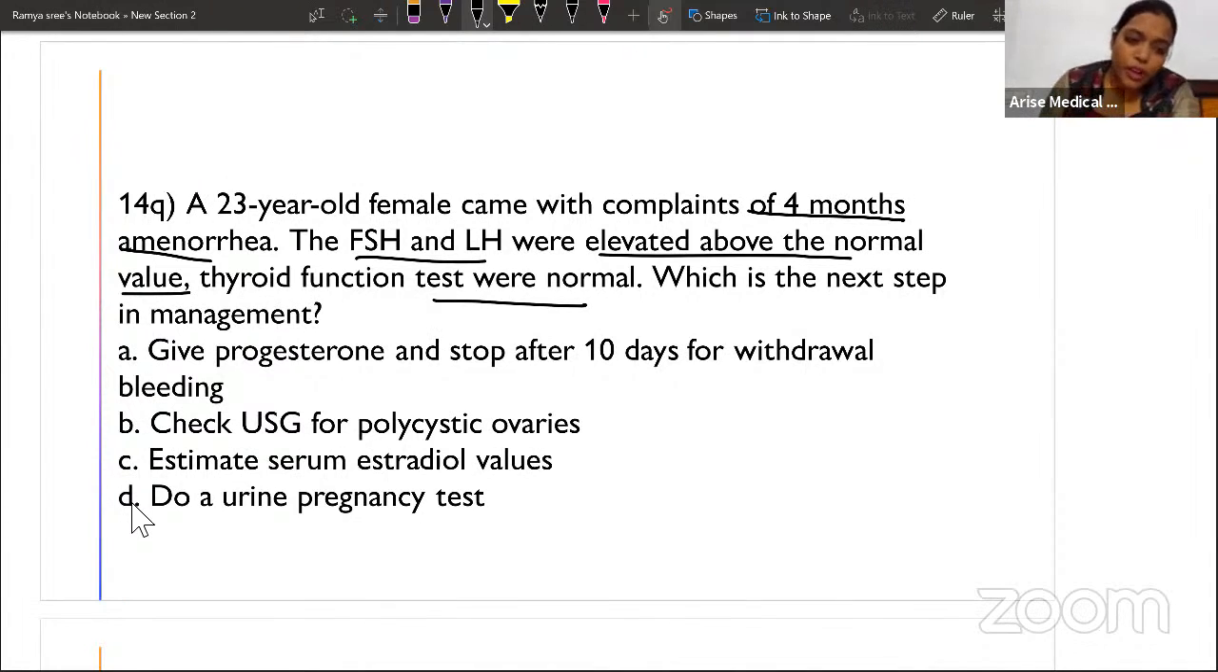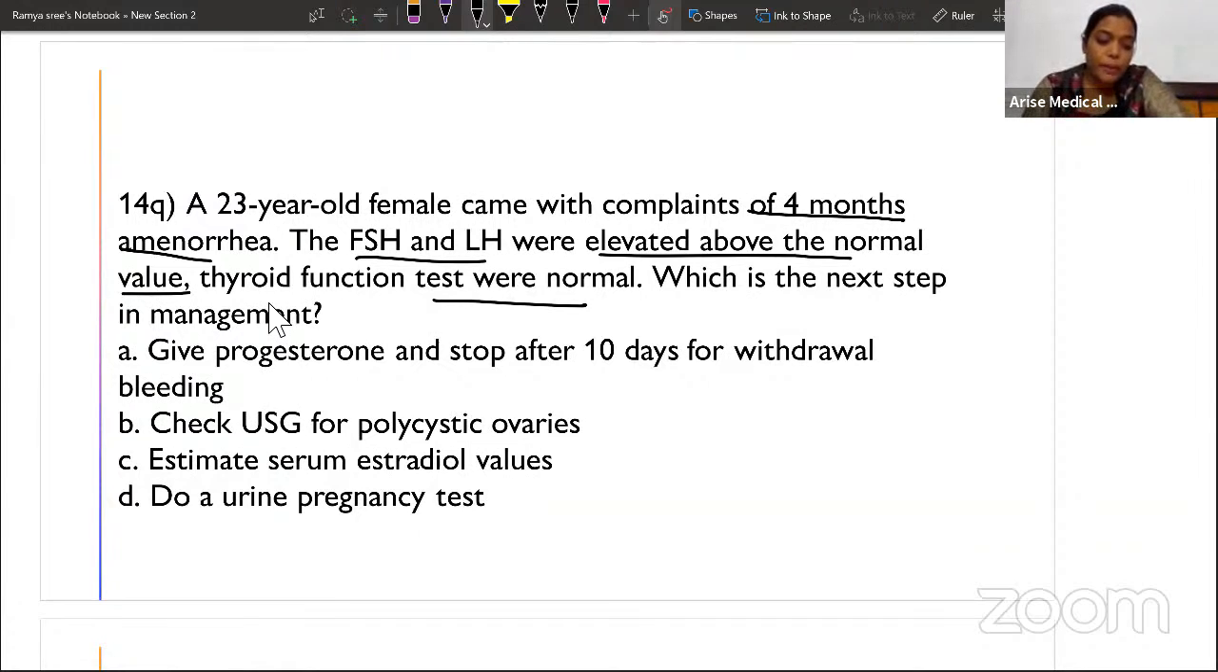Most of the time, students always answer do UPT, right? Because according to all of you, whenever a patient is having amenorrhea, the first thing to rule out is pregnancy, because the most common physiological cause of amenorrhea is pregnancy. So any patient with amenorrhea, especially secondary amenorrhea, you always do the UPT.